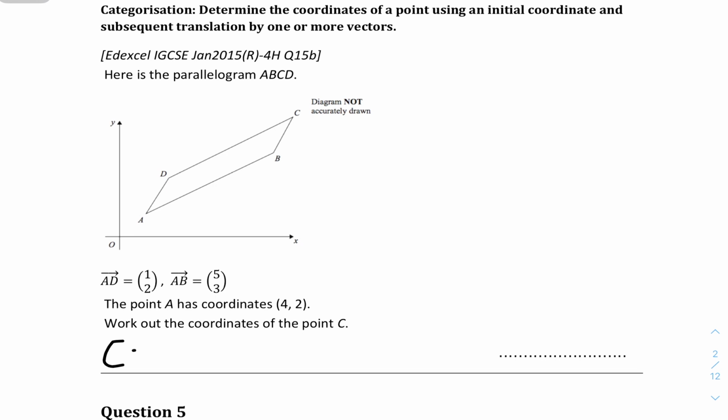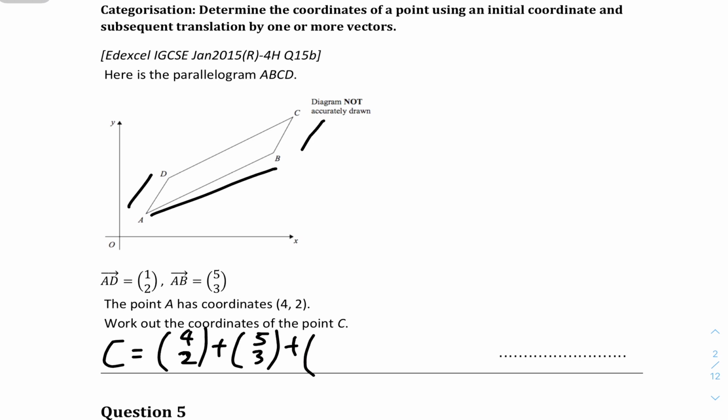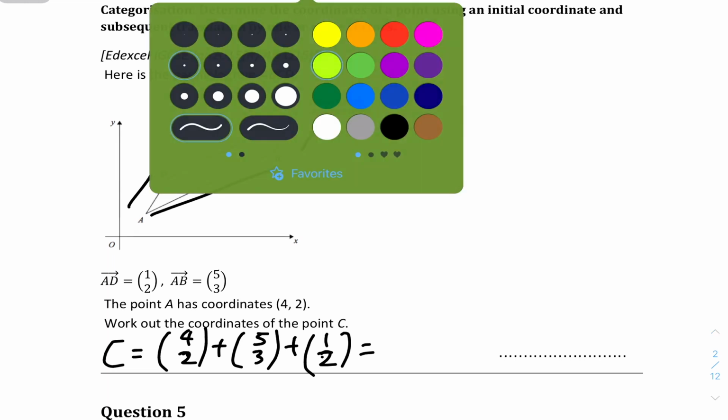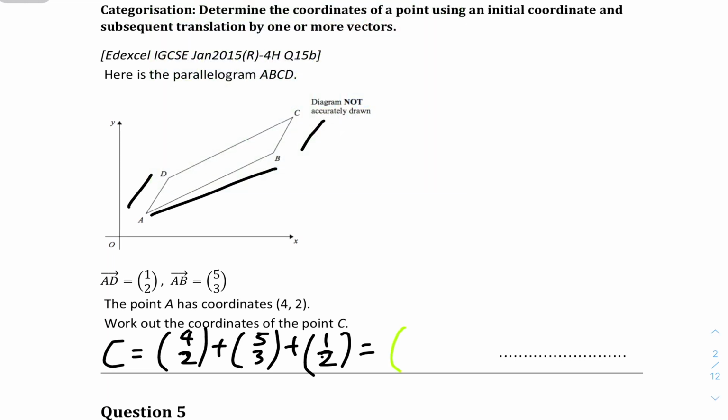So the coordinates of C will be the coordinates of A, which is (4, 2), plus AB to go from A to B, which is (5, 3), and to go from B to C, which is basically A to D, which is (1, 2). Now we can just add the respective vectors or respective rows. To get on the top 5 plus 4 plus 1, 10. And the bottom is 3 plus 2 plus 2, 7. So the coordinates of C will be (10, 7).